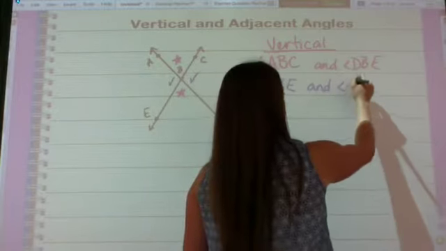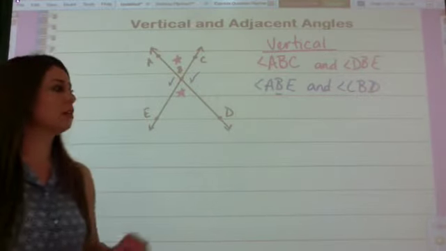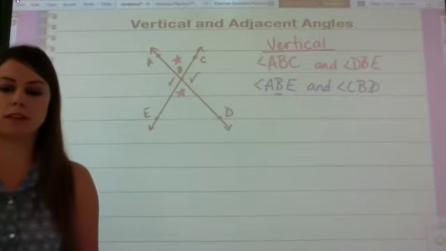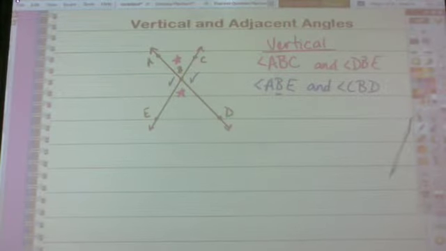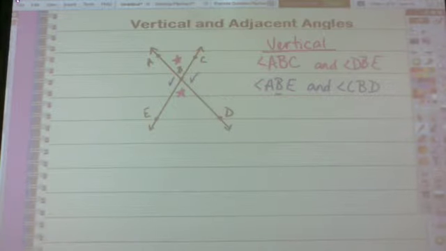So angle CBD. Now, we could name CBD DBC. It's the same thing. So those are vertical angles. The way I like to think about vertical angles is that vertical angles are opposite each other, share a common vertex, and they are congruent. Okay, so let's look at some examples for adjacent.